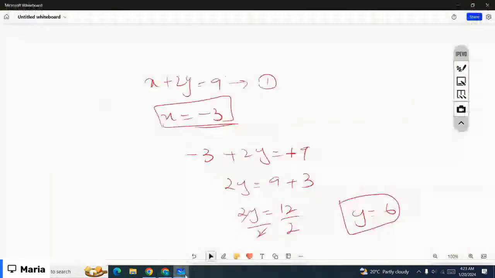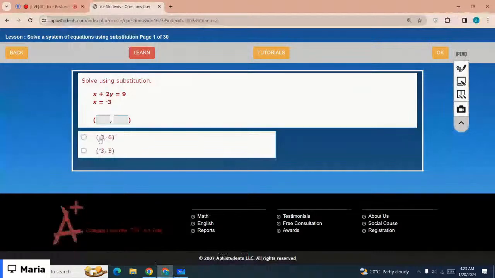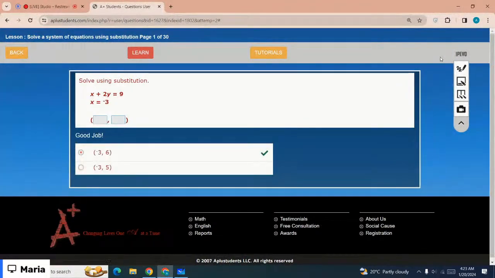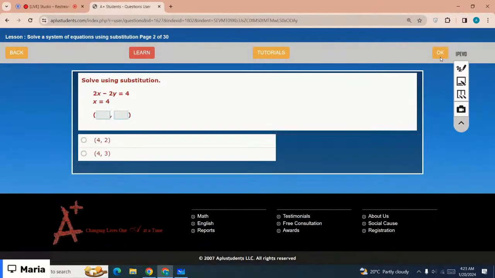So that means the solution of the system is x is negative 3 and y is 6. So that is negative 3 and 6. Right? Option number 1 is the correct option. Got it? Okay, the next one is solve using substitution. 2x minus 2y equals 4 and x equals 4.